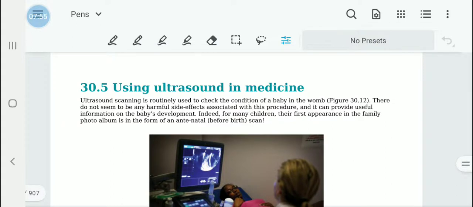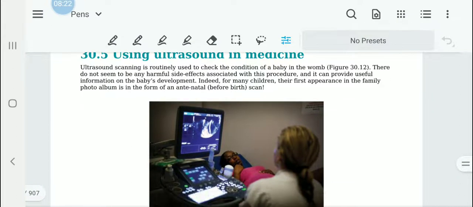Right, now moving on to ultrasound, using ultrasound in medicine. Now we know that ultrasound is a very important tool. It has many important uses. Mainly this is used to check the condition of a baby in the womb. Usually there are no harmful side effects to this, or at least we have not discovered that much harm from this particular use.